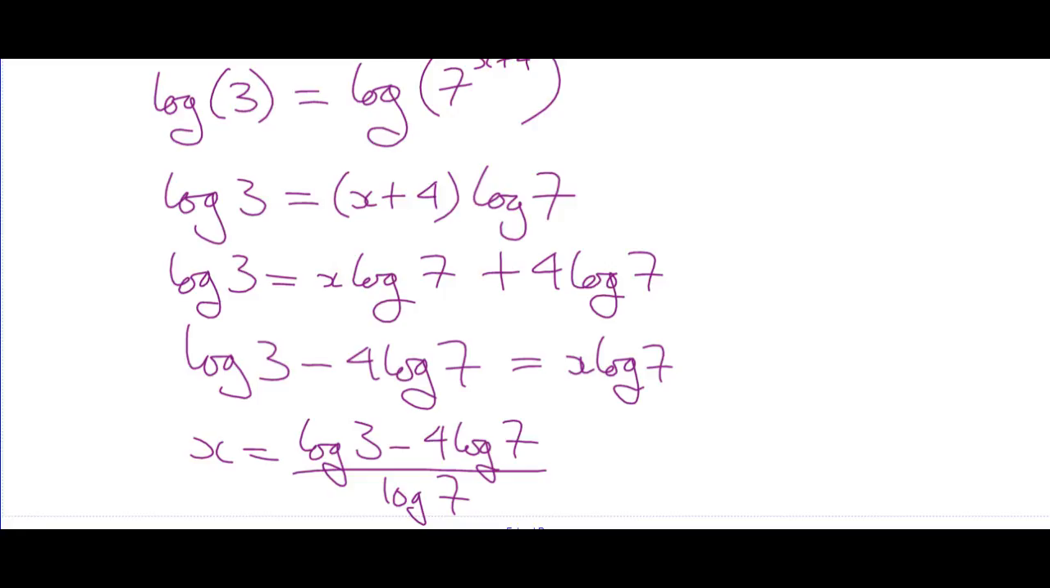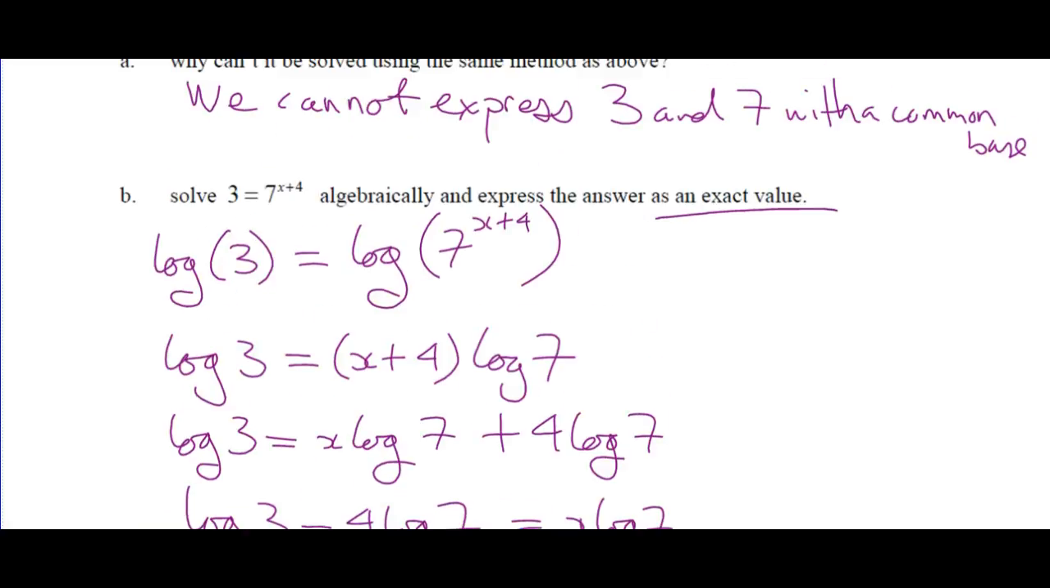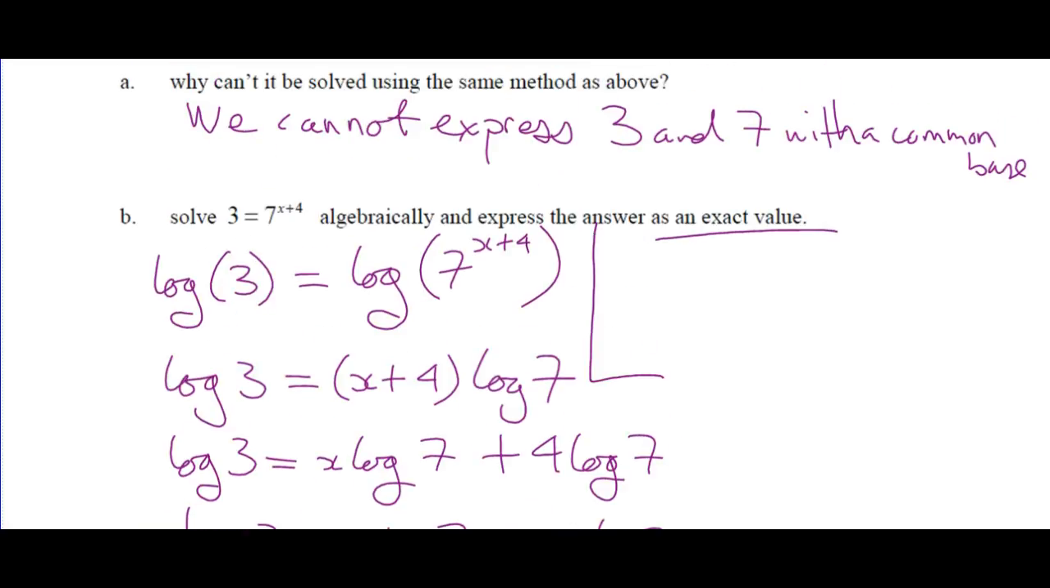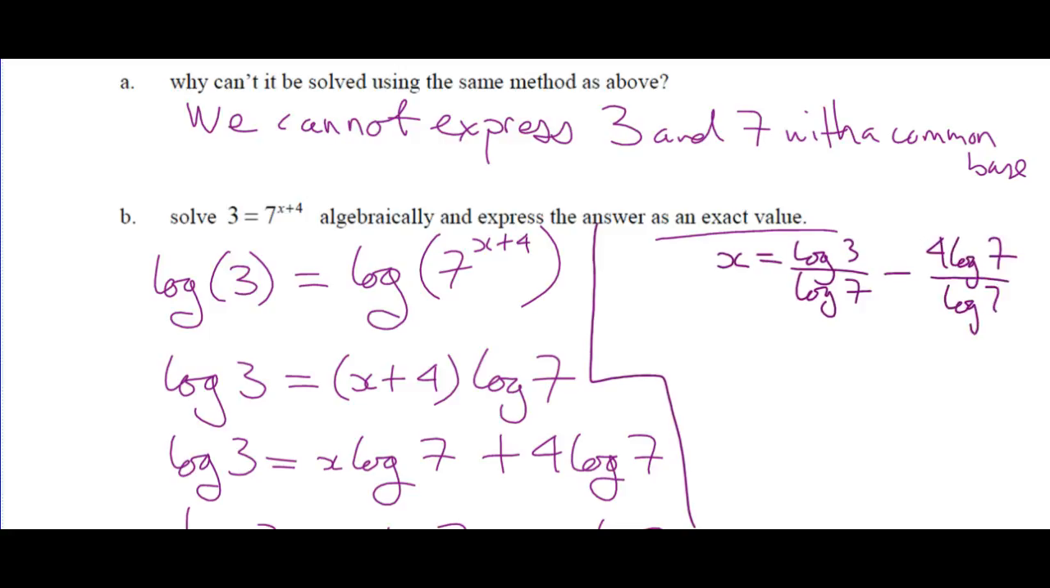So here's what we could do. So we'll put a box around this. So this could be one of the forms, right? That would be a common form of the answer. Okay, and we're going to go here, and let's split that up. So we could say x is equal to log 3 over log 7 minus 4 log 7 over log 7.